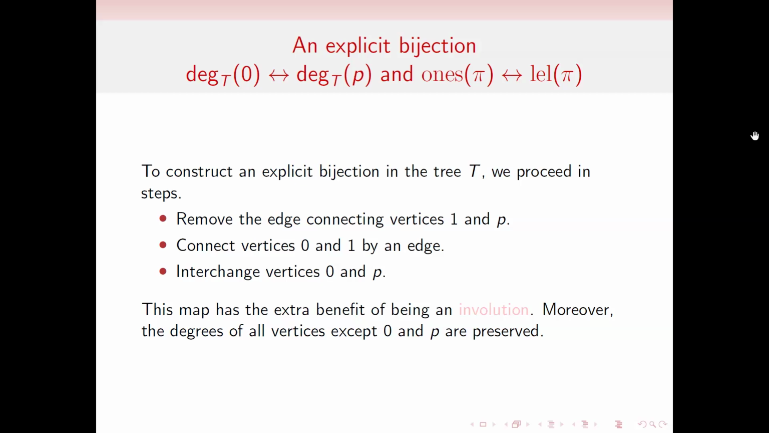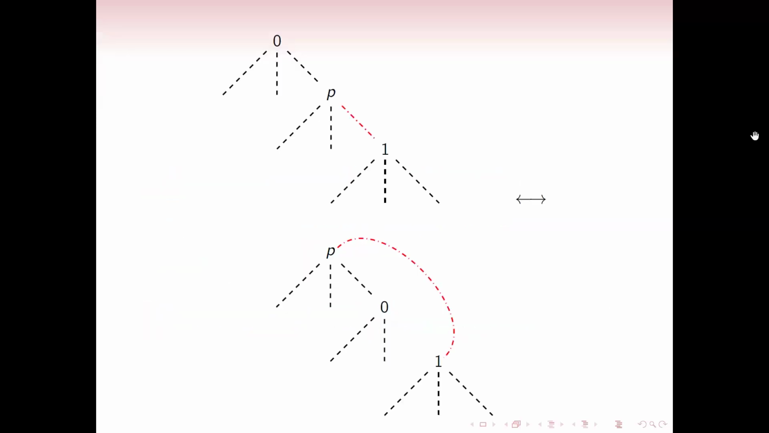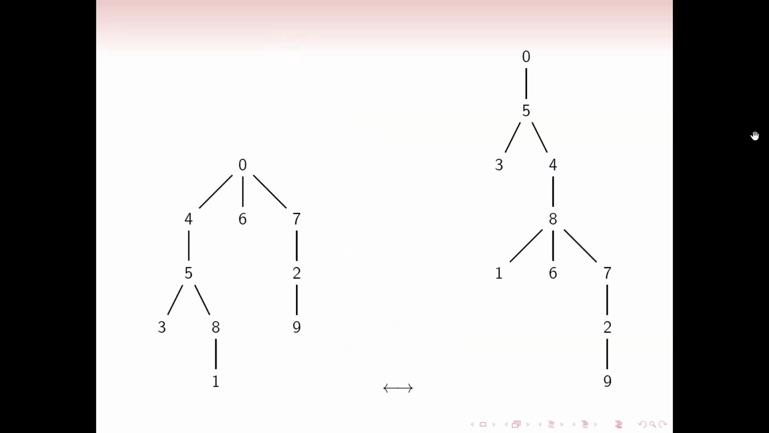We are going to remove the edge connecting vertices 1 and p, and then we connect vertex 0 and 1 by an edge, and then we interchange vertices 1 and p. It turns out that this is also an involution, and the degrees of all the other vertices are preserved. Here is a picture illustration of what we are doing, and the tree structure goes from this tree to that tree.